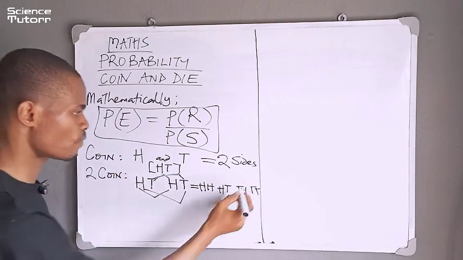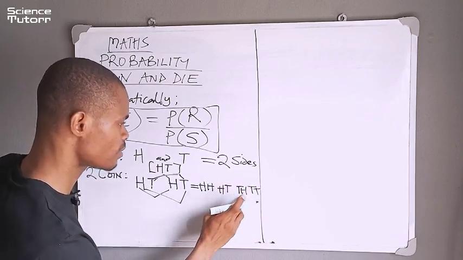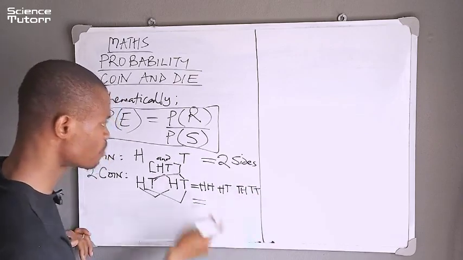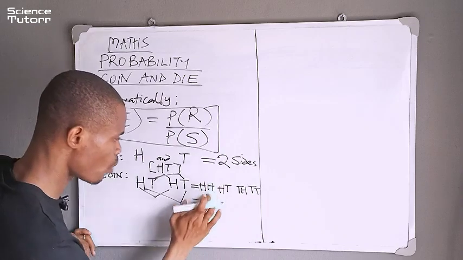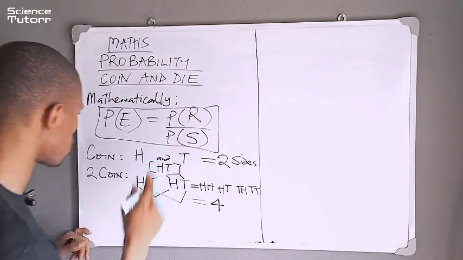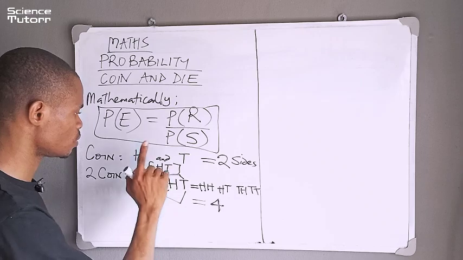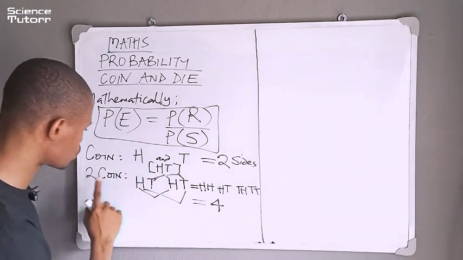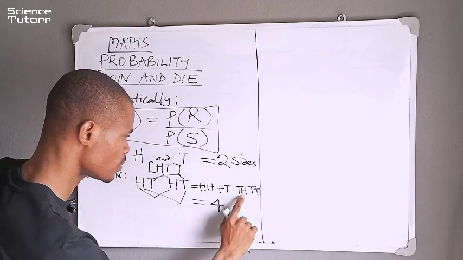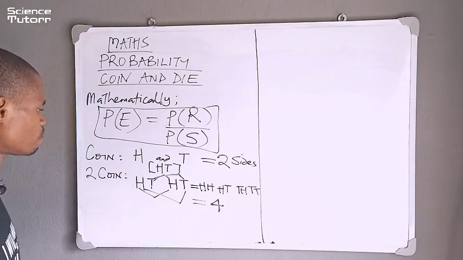So at the end of the day, for two coins, we have head, head, head, tail, tail, head, and tail, tail, which makes the possible total outcome 1, 2, 3, 4. So we have four outcomes for two coins. Remember, for a single coin, we have only two outcomes, head and tail. Now for two coins, we had HH, HT, TH, TT, making four outcomes.